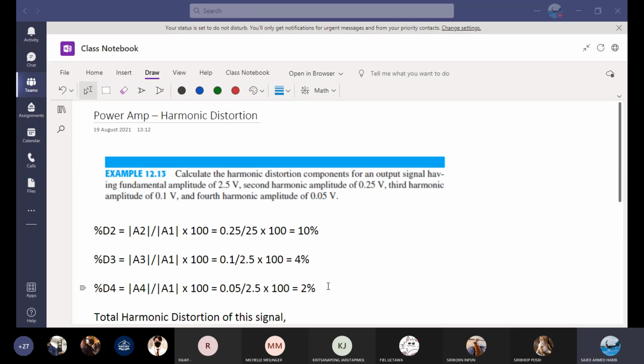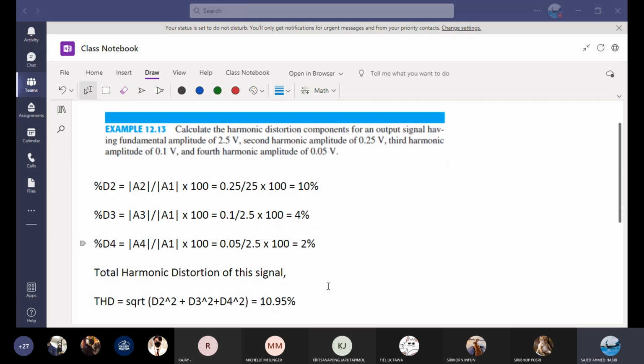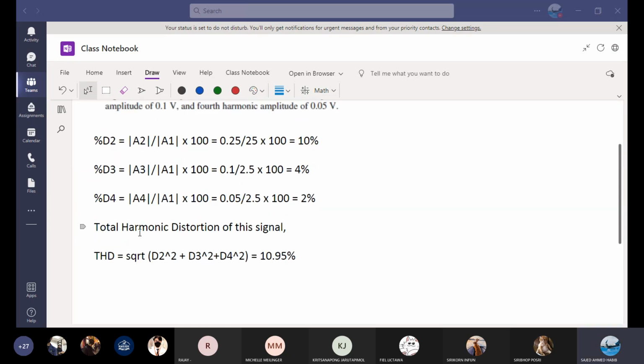What is the total harmonic distortion? Can we just say 10 plus 4 plus 2? No. That will be 16%. To calculate the total harmonic distortion of the signal, the formula is the square root of D2 squared plus D3 squared plus D4 squared, times, I forgot this one, 100, which gives 10.95. Now let me highlight this formula.